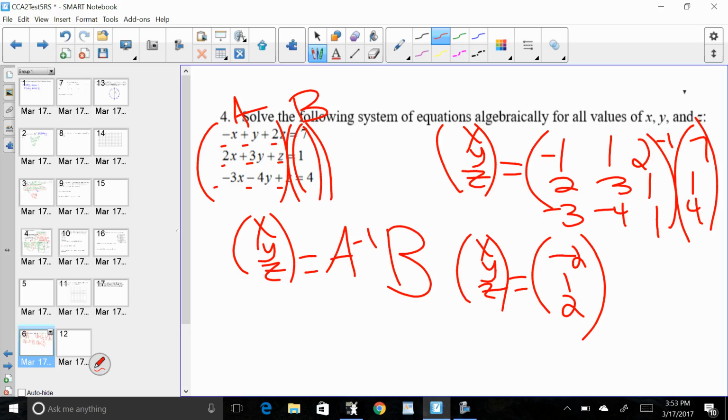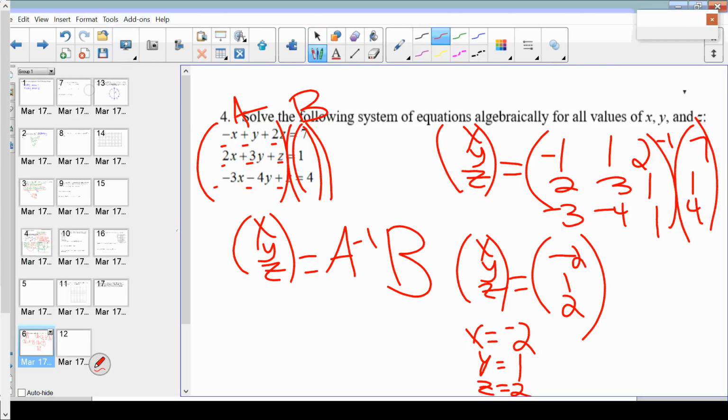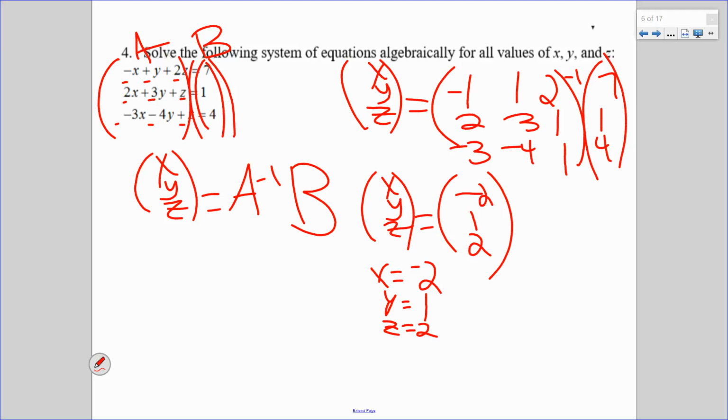So, x equals negative 2, y equals 1, z equals 2. You do it a couple times. It's simple. It's one of the easier types of questions for us to do. So make sure you get it right.